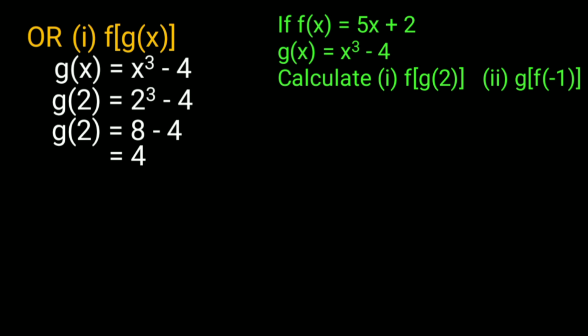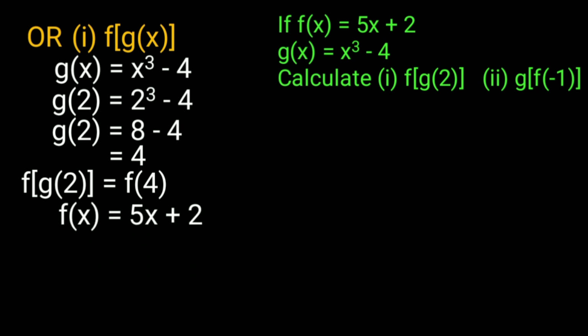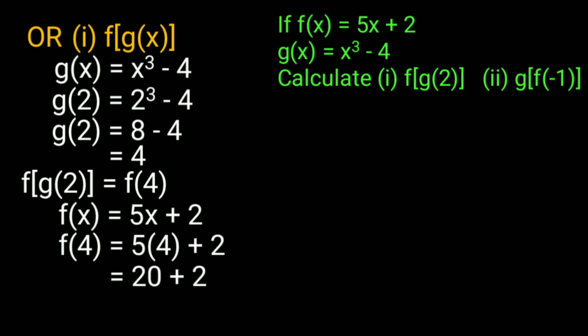And then we come back, our f of g of x has now become f of 4. So all we need to do is to recognize f of x from the question, which is 5x plus 2. So we just substitute 4 for the value of x in 5x plus 2. So that becomes 5 bracket 4 plus 2, which is going to give us 20 plus 2.